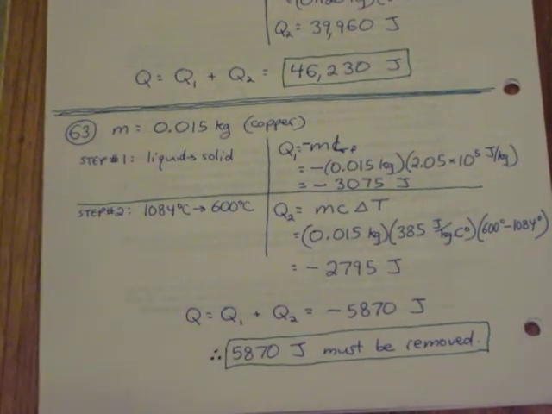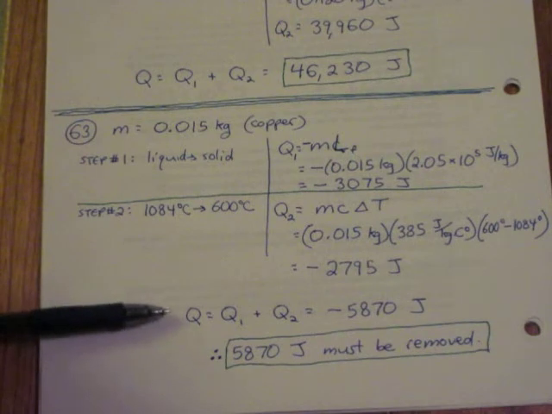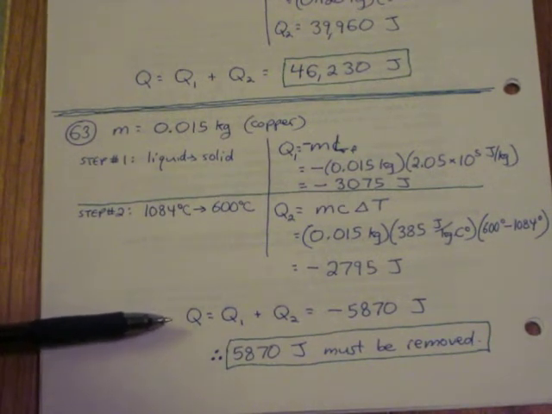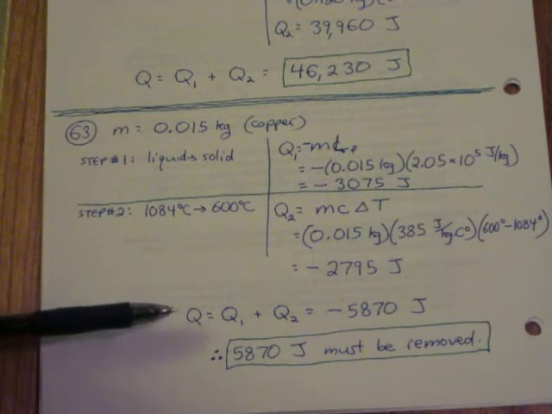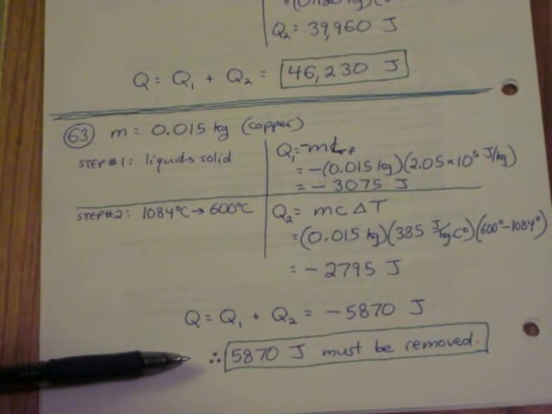For step 2, this is the temperature change. So it's mass times specific heat of copper times delta T. So 0.015 kilograms times 385 times the change in temperature, which is 600 minus 1084, and that gives us a negative quantity, 2795 joules. Then when we add up the heats, making sure that they're both negative, Q1 plus Q2, we get negative 5870 joules. The question is asking how much needs to be removed. So the negative tells us that heat is removed, but a proper answer would be that 5870 joules is removed.